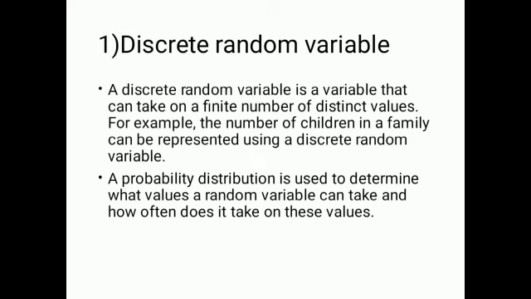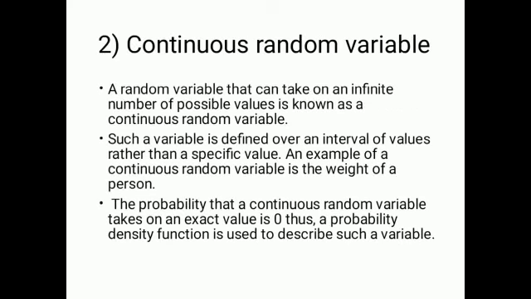A probability distribution is used to determine what values a random variable can take and how often it takes on these values. Second one is a continuous random variable.